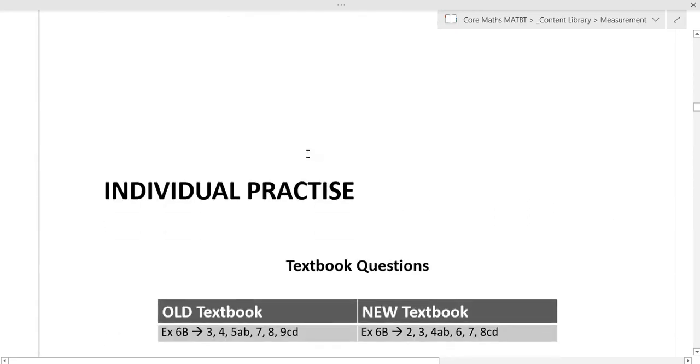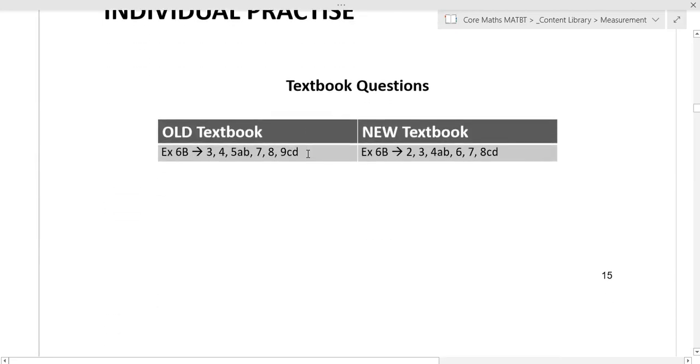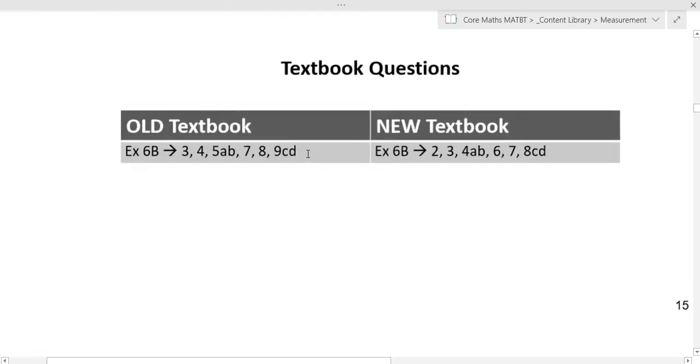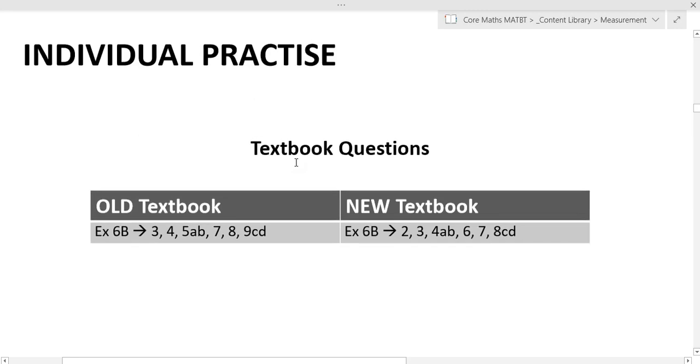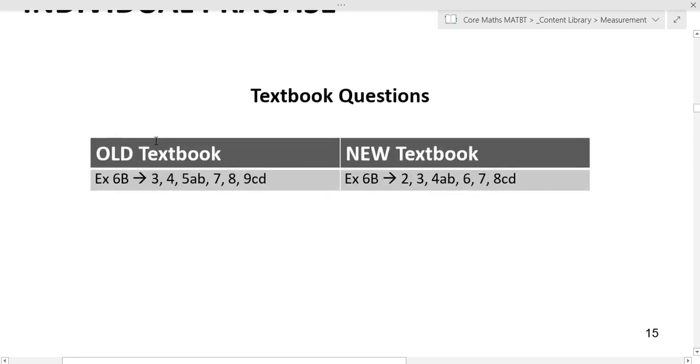But that's basically it for this part of the lesson, guys. So we're going to get into our exercises from our old and new textbook. So if you're doing 6B, if you've got the old textbook, use this. If you're using the new textbook, we'll use this.